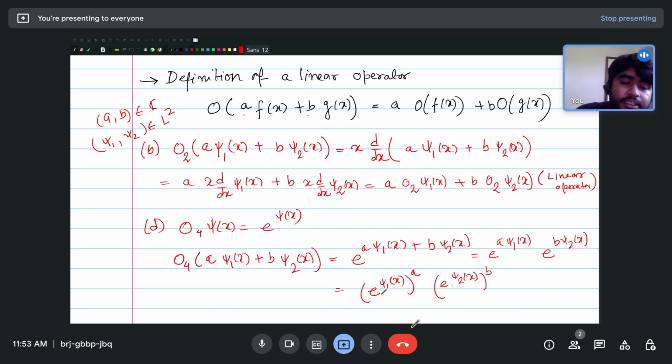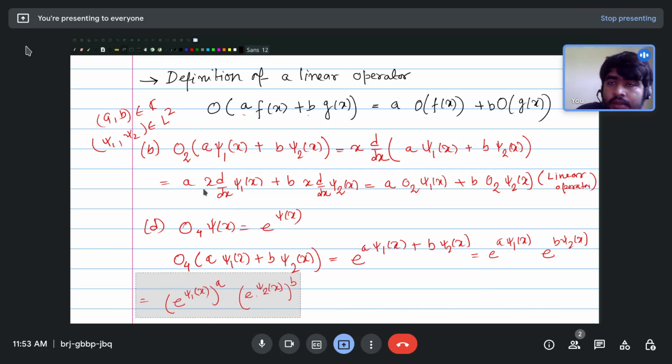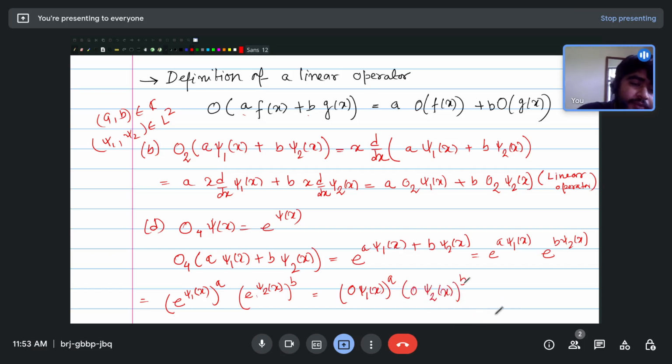Now we recognize these two parts. This is nothing but O acting on ψ1 and O acting on ψ2, so we'll write it in terms of O only. So now this becomes (O ψ1(x)) to the power a times (O ψ2(x)) to the power b. You see that we cannot reduce it further, and we cannot put it in a formula like 1. Okay, so this is actually not a linear operator.